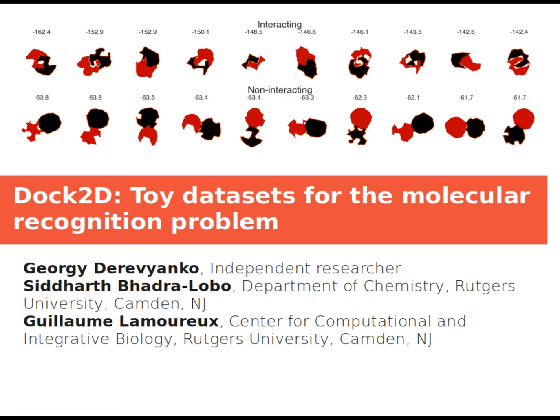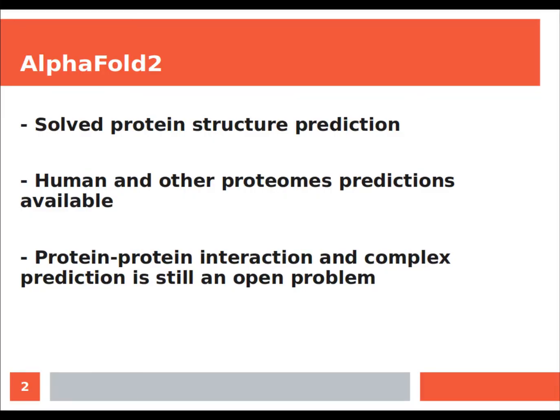In this work, we present Toy Docking Dataset, a collection of data for fast prototyping of new learning-based algorithms for protein-protein interaction. Since AlphaFold effectively solved protein structure prediction and we have sufficiently precise models of proteomes, it's time to make the new step, predicting protein-protein complexes.